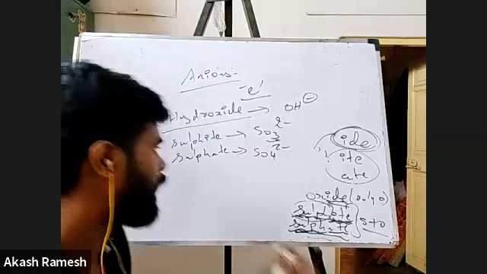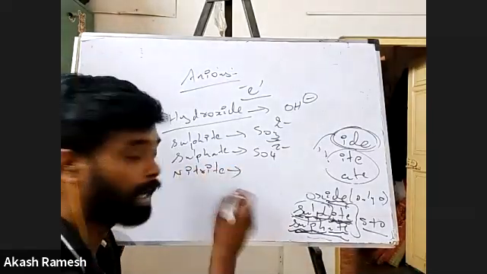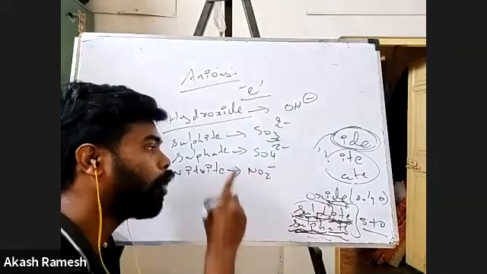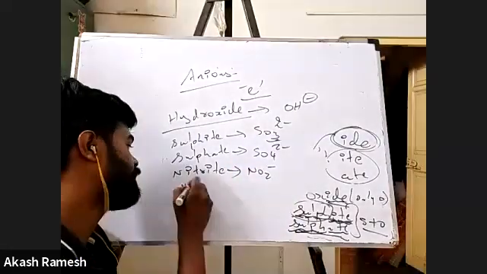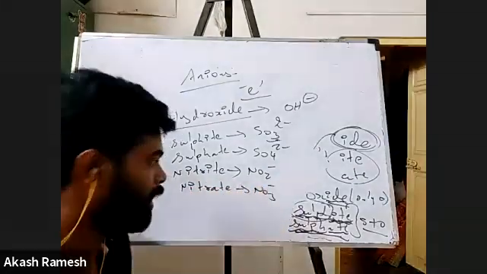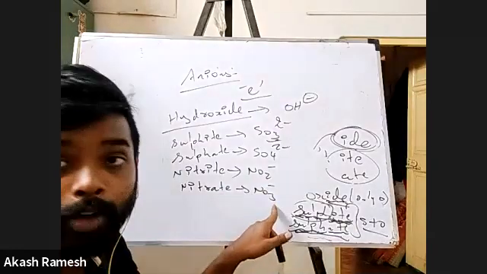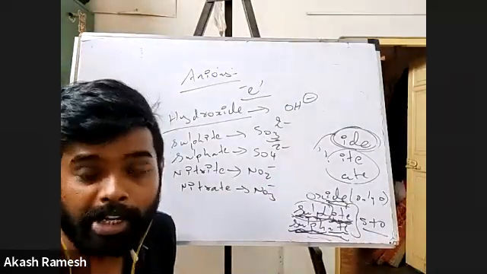Same thing, I can go for nitrite. Nitrite would be NO2 1 minus. Now if I write nitrate, it would be NO3 minus. Again you see the ATE compound has 1 oxygen atom more than the previous ITE compound. Nitrite, nitrate.